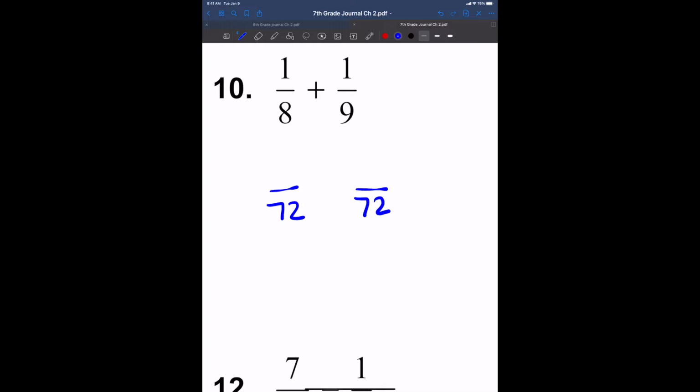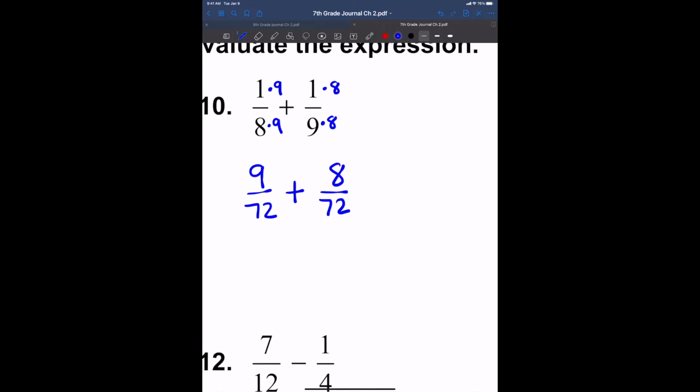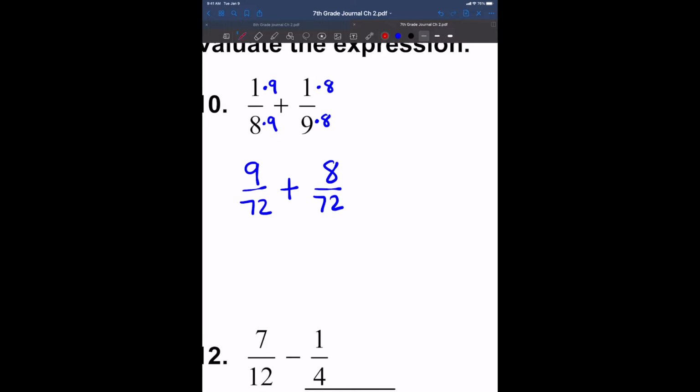Now, 8 times what got you 72? Do it to the bottom, you've got to do it to the top. What's 9 times 1? 9. Okay. How did 9 turn into 72? 8 times 8. Okay, so if you do it to the bottom, you've got to do it to the top. There we go. Now, when adding fractions, you just add the numerators. You leave the denominator alone. So it's going to be something over 72. What's 8 plus 9? 17.